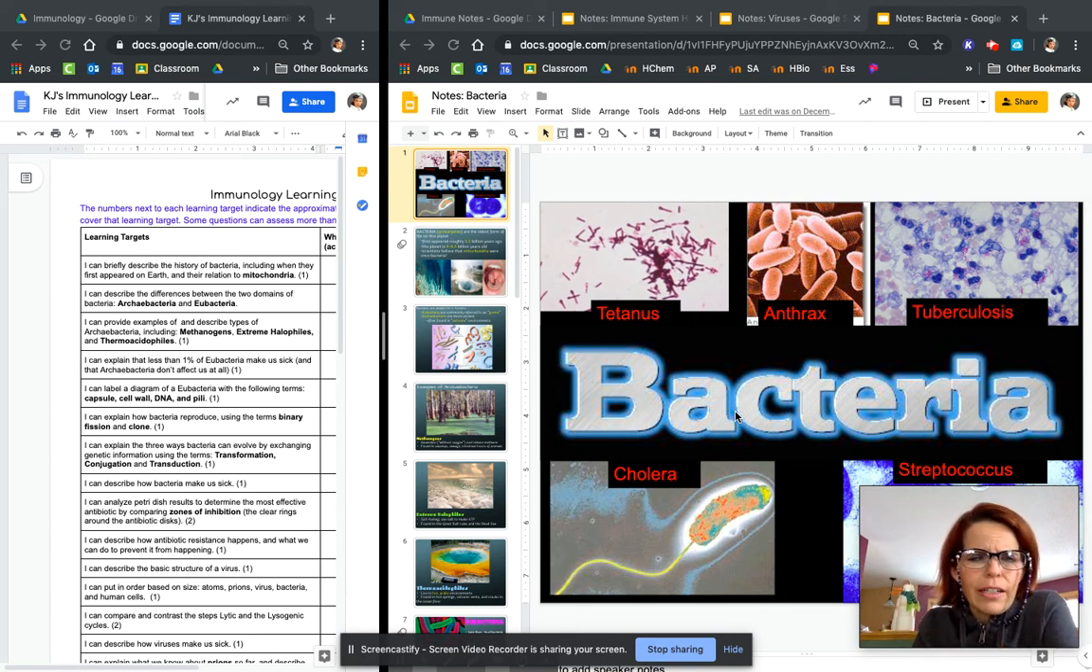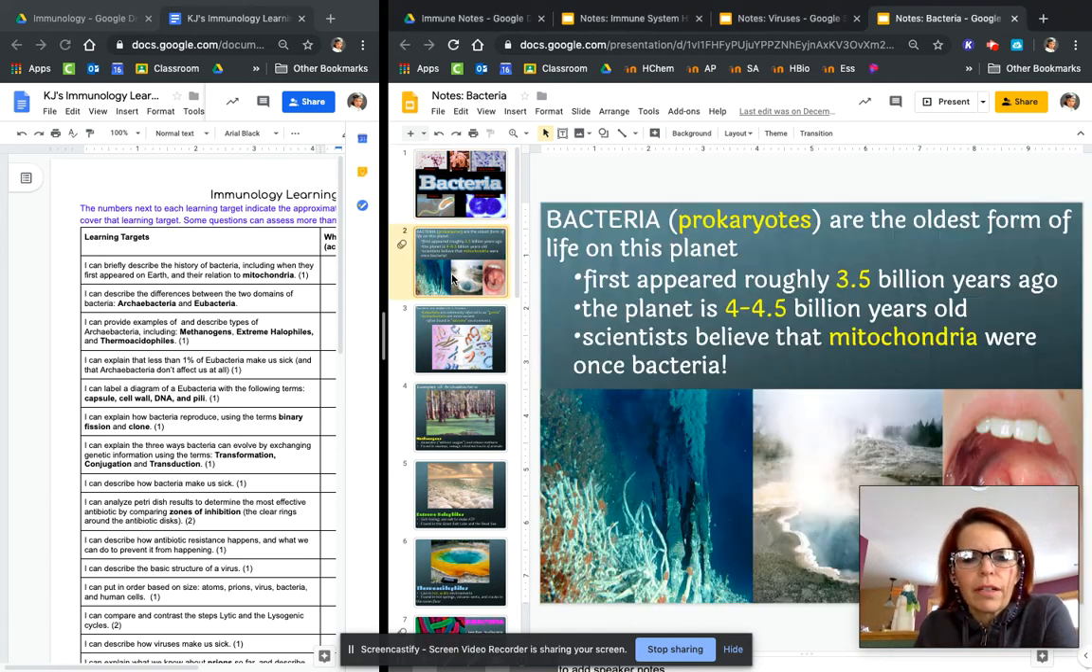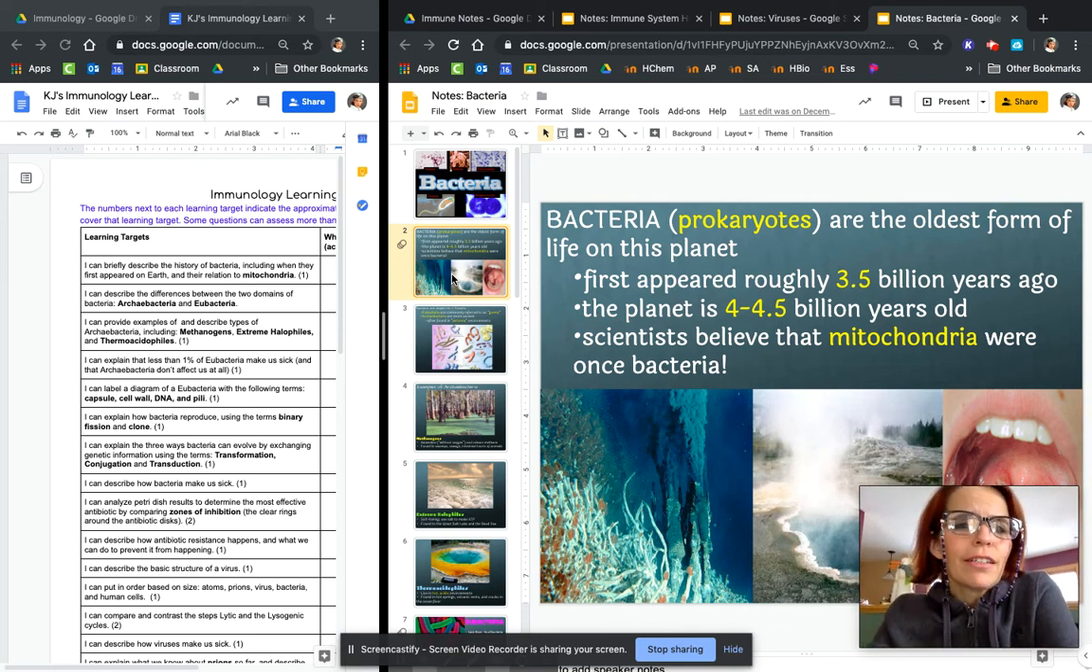I see that the first learning target says I can briefly describe the history of bacteria, including when they first appeared on Earth and their relation to mitochondria. So we think that bacteria first showed up on this planet about 3.5 billion years ago. So there was about 1 billion years with no life on this planet. And scientists think that mitochondria used to be bacteria. They used to be prokaryotes that moved into a larger cell. They think that because mitochondria are the same size as prokaryotes, they have their own DNA, they divide differently, they have bacterial ribosomes, all kinds of things. So they think mitochondria one time were bacteria.